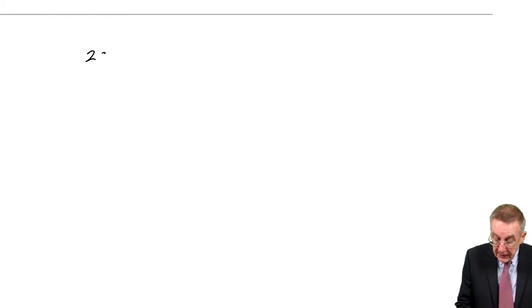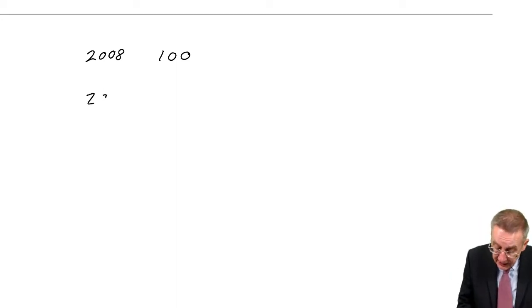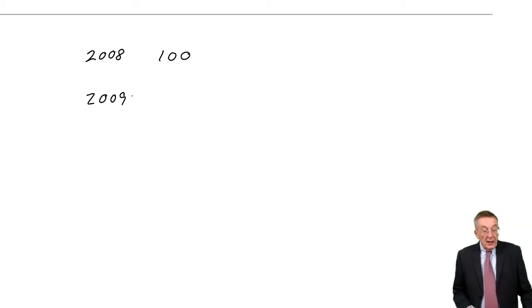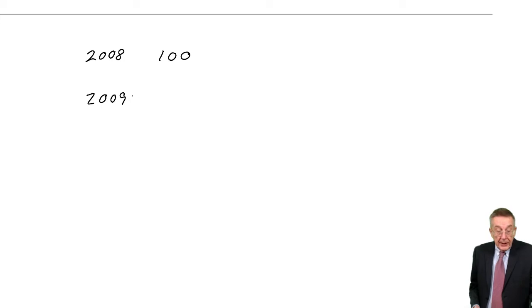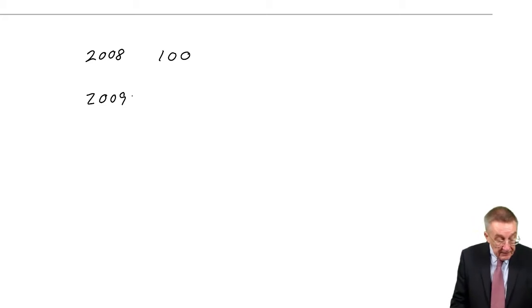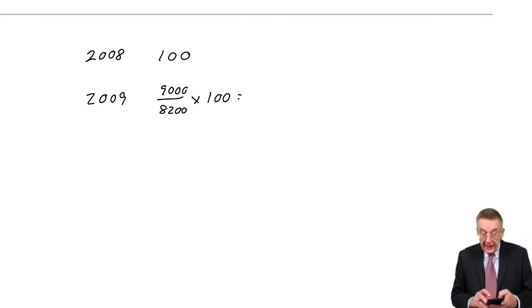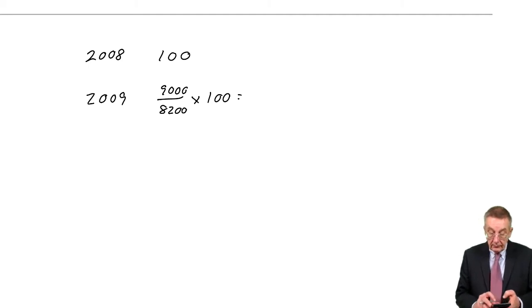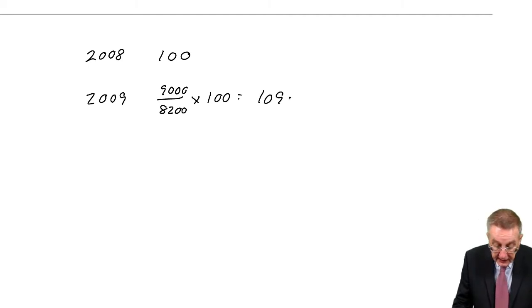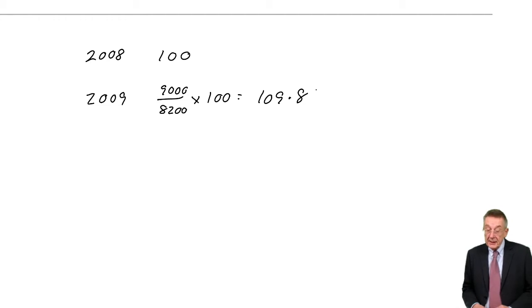So it says use 2008 as a base. So in 2008, we always start with 100, always. In 2009, it's gone from 8,200 to 9,000. And so, basing it on 100, for every 8,200, it's gone up to 9,000. And so the quantity index would be 109.8. It's 9.8% higher than in 2008.